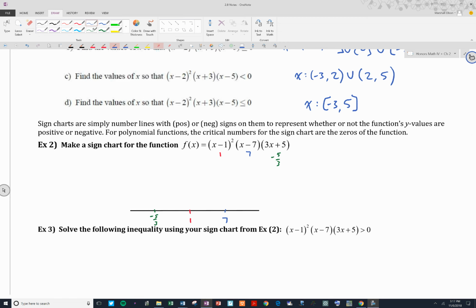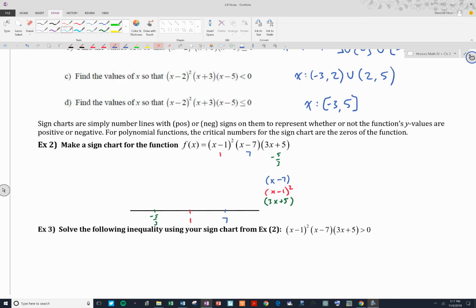So what I like to do here is put the factors that these came from over to the right, going in the same order from bottom up. The negative 5/3 came from the factor 3x plus 5. The 1 came from the factor x minus 1, but that has a multiplicity of 2. And then the 7, the largest one that we have, came from the factor of x minus 7.